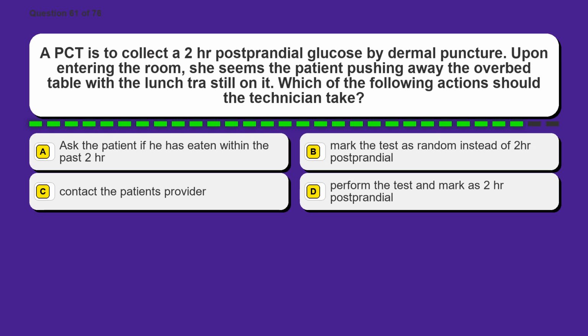Question 61. A PCT is to collect a 2 hours postprandial glucose by dermal puncture. Upon entering the room, she sees the patient pushing away the overbed table with the lunch tray still on it. Which of the following actions should the technician take? Option A. Ask the patient if he has eaten within the past 2 hours. Option B. Mark the test as random instead of 2 hours postprandial. Option C. Contact the patient's provider. Option D. Perform the test and mark as 2 hours postprandial.